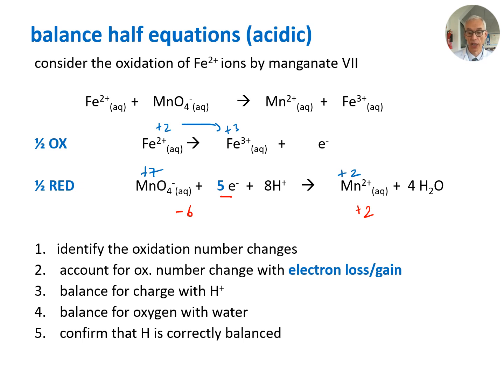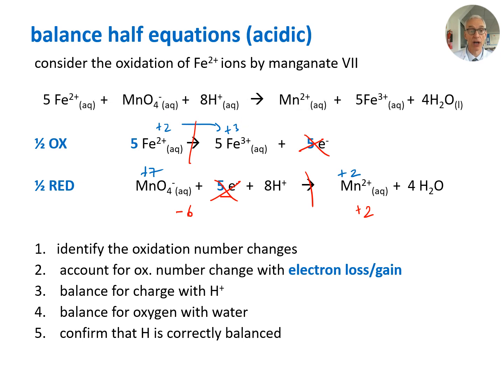Now, of course, what I haven't done is equalize the numbers of electrons. So I need to multiply through by 5 to achieve my full balanced oxidation. So I've got 5 electrons being lost. I had 5 electrons being gained. And now I'm going to derive the full balanced equation by comparing reactants and products. The numbers of electrons cancel out.